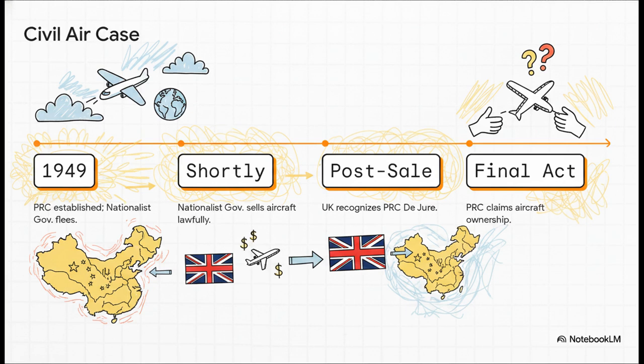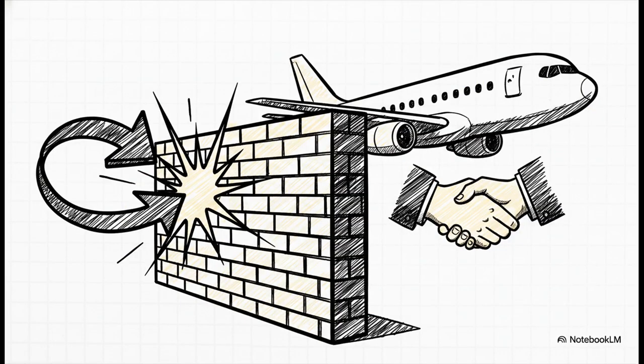After this sale happens, the UK switches its de jure recognition over to the PRC. The PRC then sues, claiming that since recognition is retroactive, the planes belong to them, and the sale by the nationalists was totally invalid. Drop this into your exam to really show mastery of the subject.